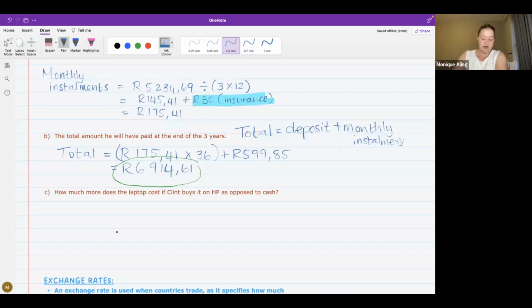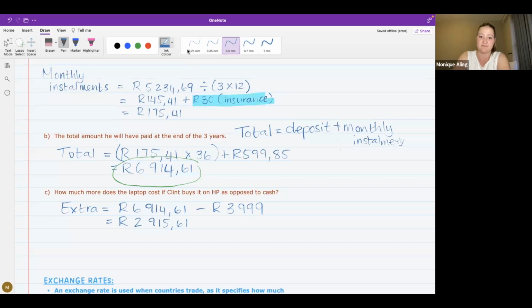So to see how much extra he paid, we take the amount that he eventually paid over 3 years, including the interest, including the deposit, minus what it would have cost if he just was fortunate enough to have the cash. So we minus the cash amount. So he ends up paying 2,915.61 extra. That is almost the price of the laptop because of interest. And obviously the insurance.